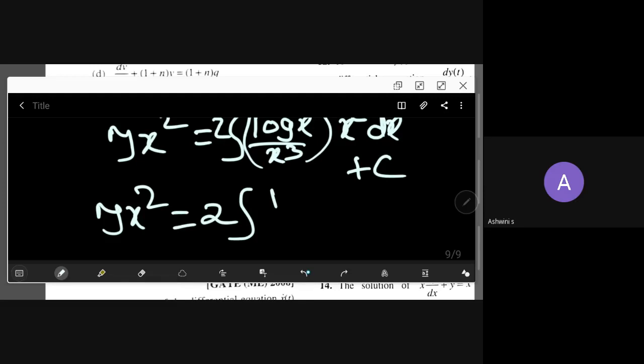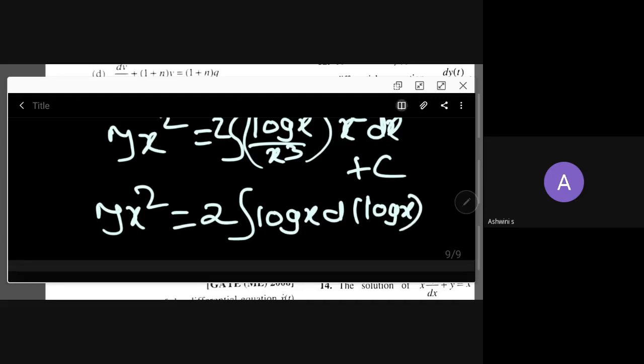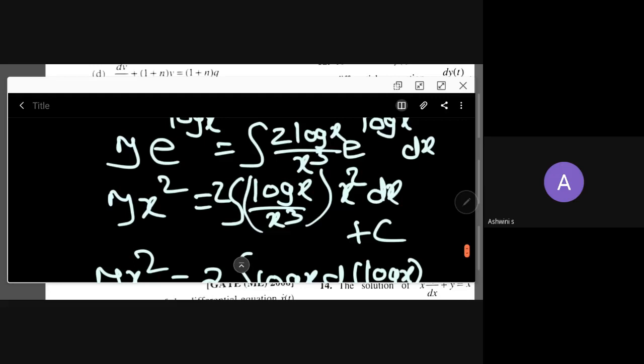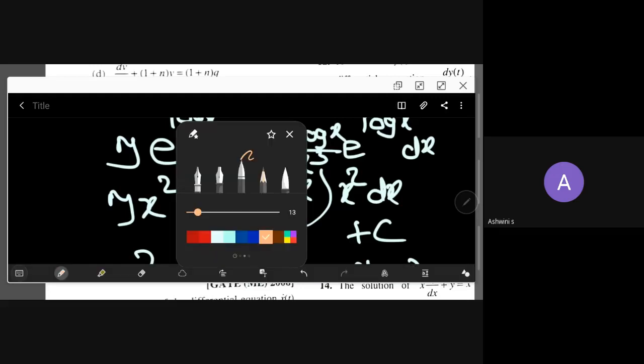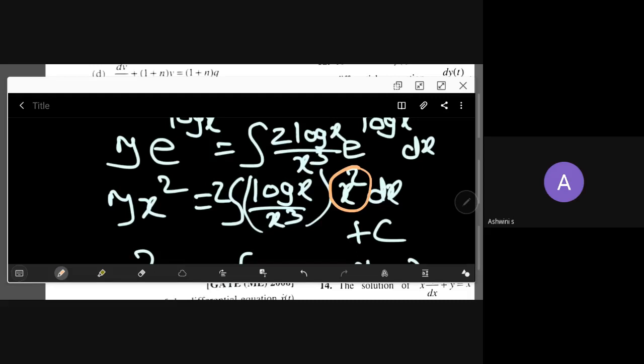Log x, derivative of log x. The derivative of log x is 1 by x. See here, x square, and here you have x cube; this x square and x cube get cancelled. You will be left with x only. So log x by x will be there.